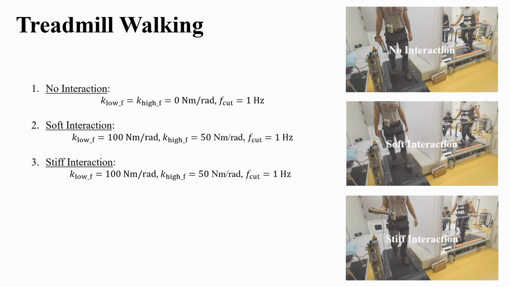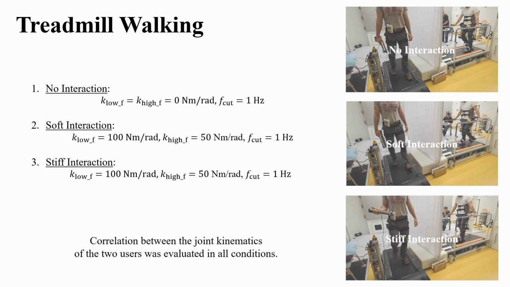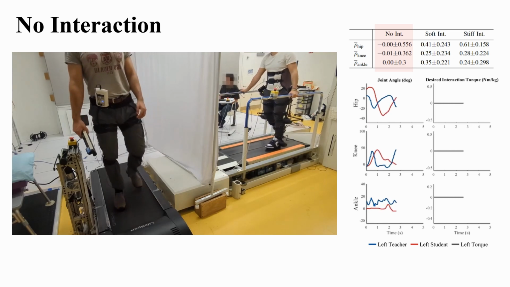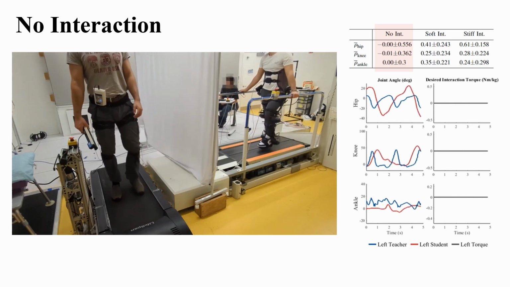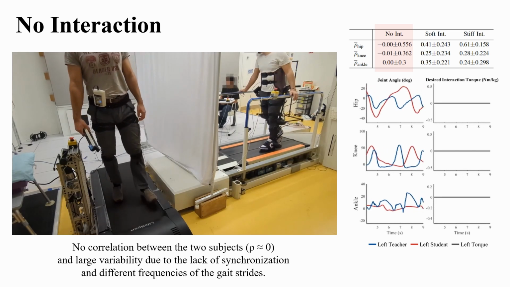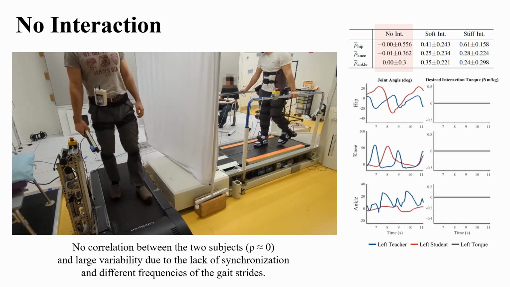We hypothesized that stiffer connections would more closely align the joint configurations of the student and teacher. For this reason, the correlation between the joint kinematics of the 2 users was evaluated in all conditions. This video demonstrates the walking patterns of the 2 users without the virtual interaction. Here, there is no correlation between the 2 users due to a lack of synchronization and different step frequencies, as no haptic cues were transmitted.